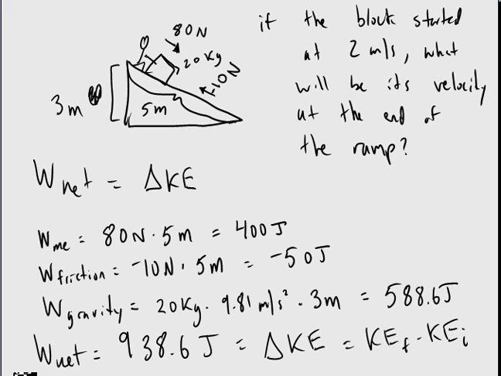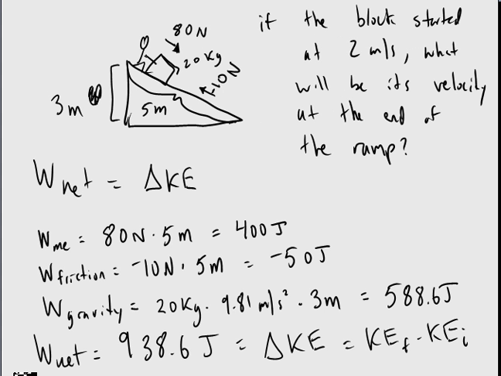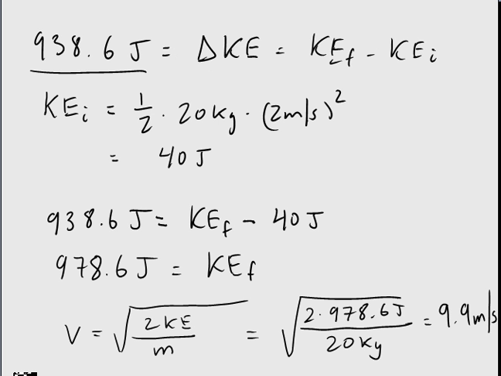Then we found the initial kinetic energy. Once we solved for that, we could use the change in kinetic energy and the initial kinetic energy to find the final kinetic energy. And once we had the final kinetic energy, we could use it to solve for the velocity by going backwards. And then we found the final velocity as 9.9 meters per second. So over that 5 meters, it increased in velocity by 7.9 meters per second.